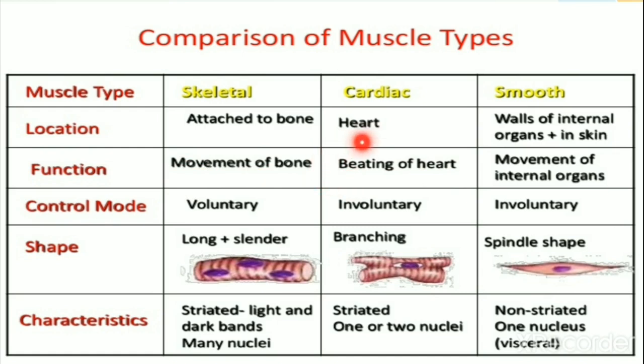Cardiac muscles will do the beating of the heart, and what do the muscles of internal organs do? Around the internal organs they do the movement of internal organs, meaning the physiological activities going on inside us will be performed by the function of these smooth unstriated involuntary muscles around our internal organs. Okay. Control mode: skeletal are voluntary, meaning we can control them, they are under our control or will. And cardiac are involuntary, we can't control the movement of cardiac muscles. The third one is smooth, they are also involuntary, meaning they are not under our control or will. Now come to the shape. They are long, slender and multinucleate.